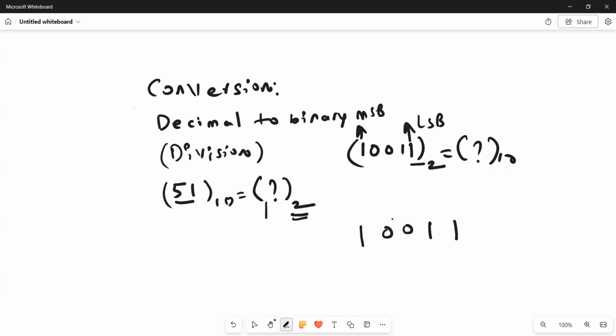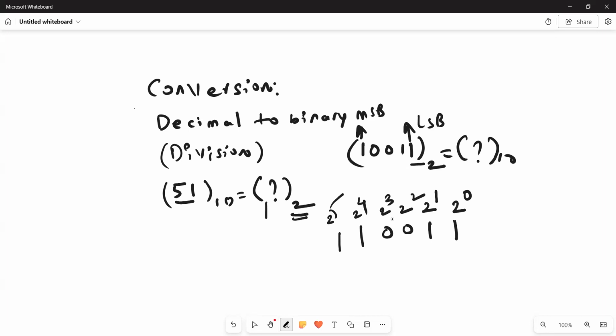Whatever the number may be, start with the LSB. The weight of the LSB is 2 power 0. The weight of the next bit is 2 power 1. The next bit is 2 square, the next is 2 cube, and the next bit is 2 power 4. Like that. If there is one more 1 here, then the corresponding weight is 2 power 5.